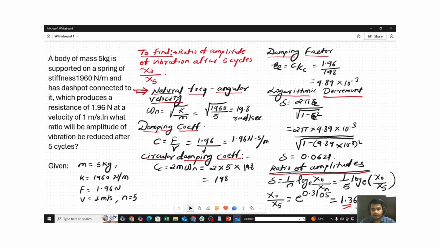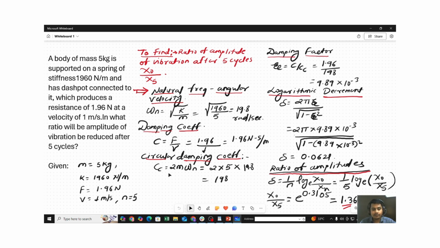For finding this out we should know the value of logarithmic decrement. There is another formula for logarithmic decrement, that is delta is equal to 2 pi zeta upon square root of 1 minus zeta square. By using this formula we can find out the logarithmic decrement. But for that, we should know the value of zeta. So what is zeta? Zeta is c by cc, but in the problem statement there is no c and cc, so we should find out c and cc.